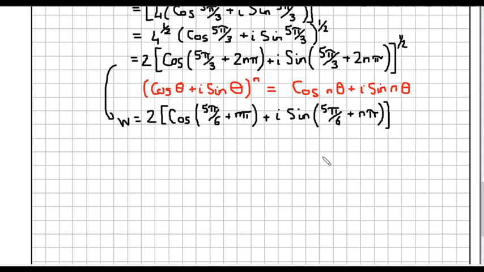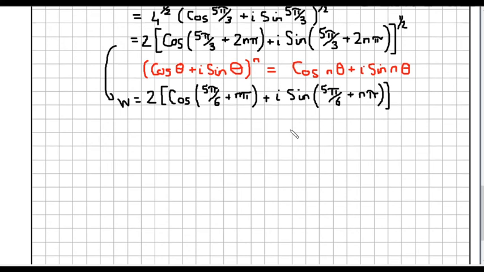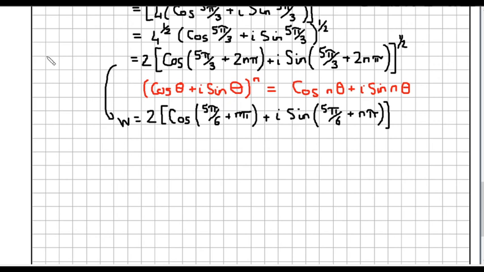Okay, so now the hard work's behind us. Now all we have to do is just sub in 2 consecutive values of n, because we're looking for 2 solutions here. So we're going to just choose any 2 consecutive integer values of n. Let's go with 0 and 1. So let's replace n first of all with 0. So my first solution will be 2 times cos of, well, when n is 0 there, that's gone. So it's just going to be cos of 5 pi over 6 plus i sine of, again, 5 pi over 6.